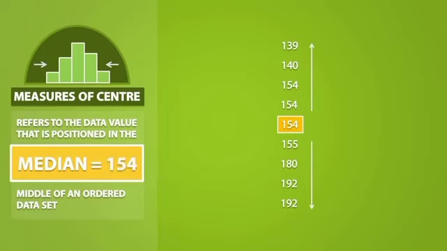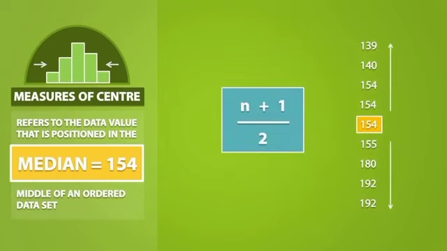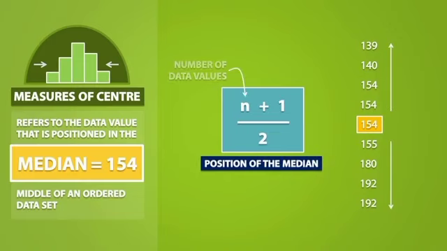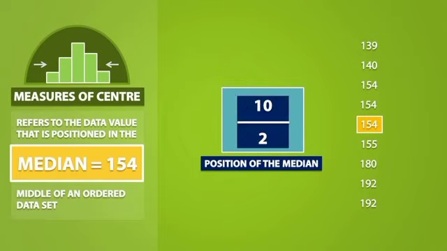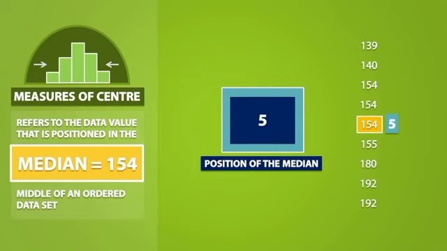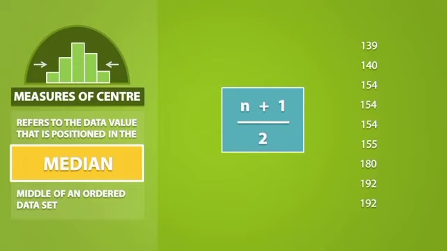When a dataset is extremely large, it might be helpful for us to use the formula n+1 divided by 2. This formula tells us the position of the median. N refers to the total number of data values in our sample. We have a total of 9 values in our sample, so n is equal to 9, and 9 plus 1 is equal to 10, and 10 divided by 2 gives us 5. As a result, the median is equal to the value in the 5th position, which is equal to 154. Note that we could have counted from the bottom and we would still get the same answer as long as the dataset is ordered. We always use the formula n+1 divided by 2 to find the position of the median.